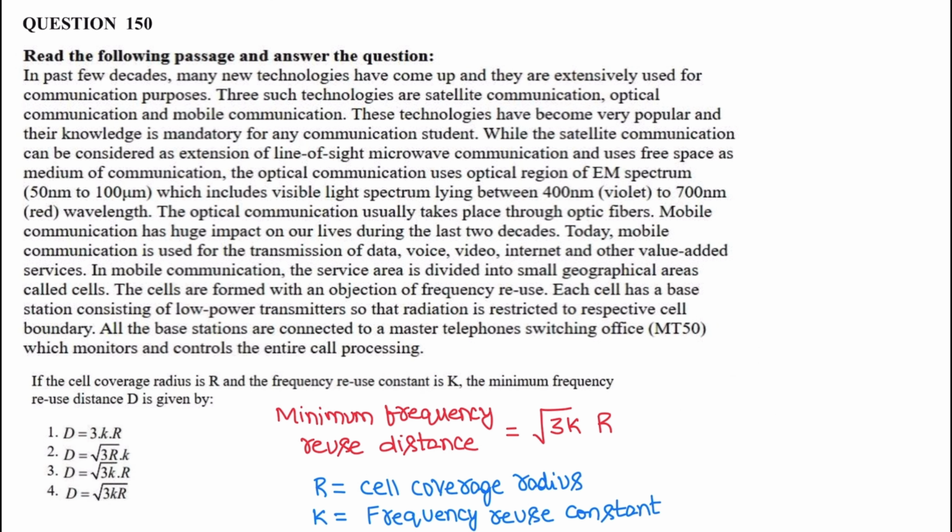Question number 150. If the cell coverage radius is r and the frequency reuse constant is k, the minimum frequency reuse distance d is given by. The formula for minimum frequency reuse distance d is equal to square root of 3k into r, where r is the cell coverage radius and k is the frequency reuse constant. Therefore, the correct answer is option 3.